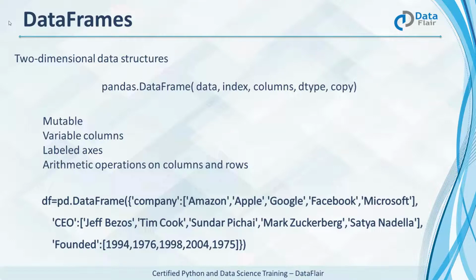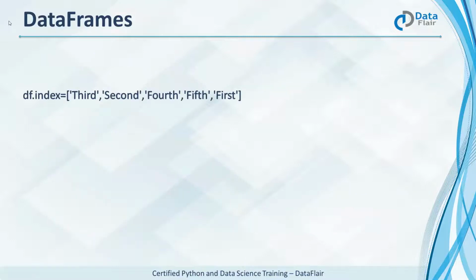This is a data frame holding company names, their founders, and the founding years. We can assign indices to a data frame and index the data frame using a column. We can slice a data frame. This selects the rows with the indices 2nd and 5th.